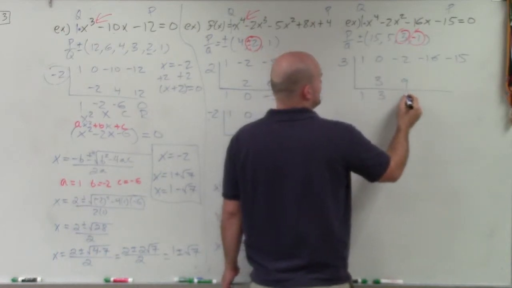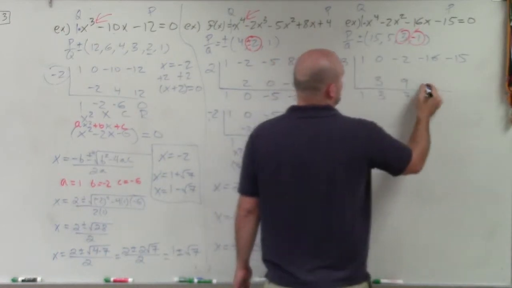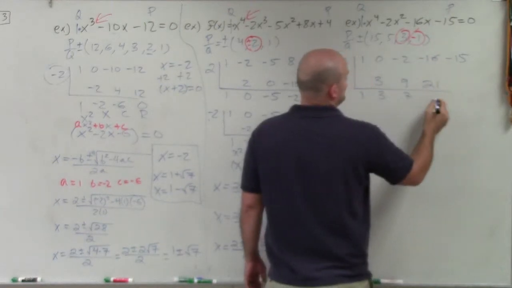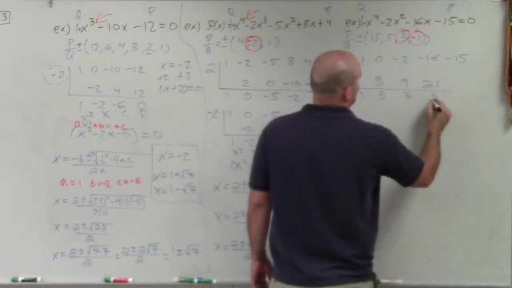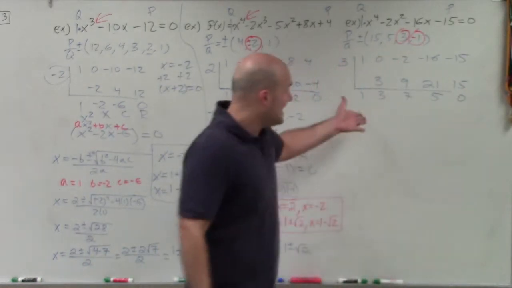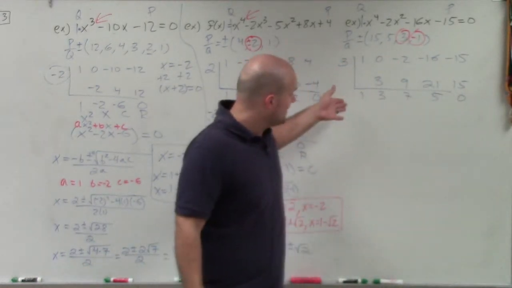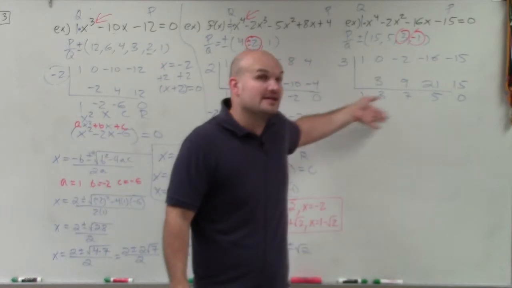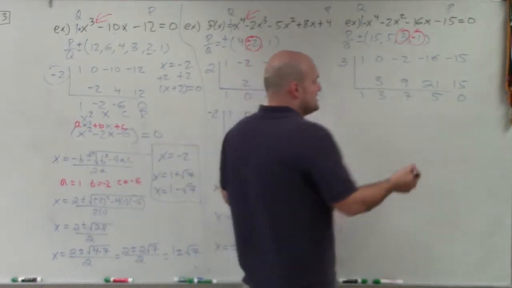Negative 2 plus 9 is going to be a positive 7. 7 times 3 is 21. Negative 16 plus 21 is positive 5. 5 times 3 is positive 15. 0. OK. Again, we have now another zero. We have another quotient here, which is another factor. I could look at it and see if it's factorable.